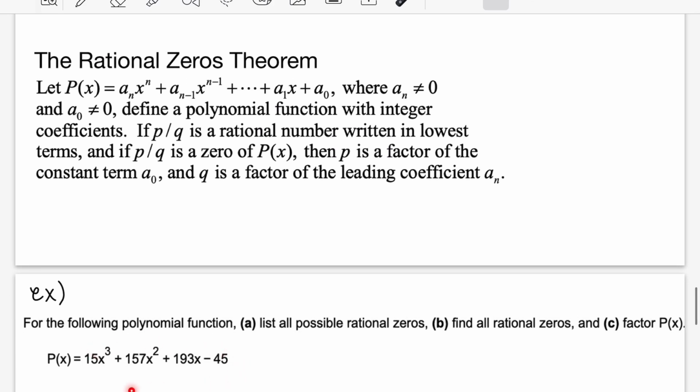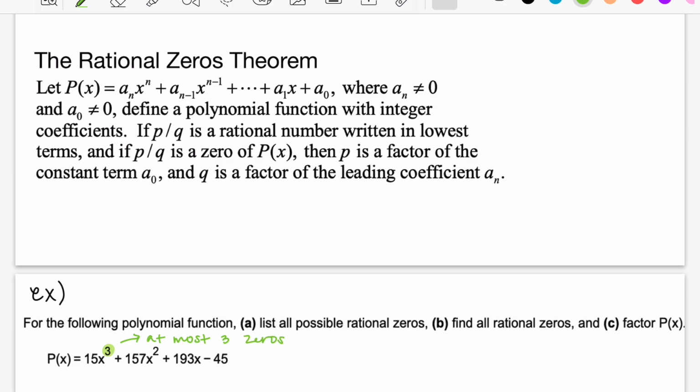So for this polynomial function here, what we want to do is list all possible rational zeros, find all rational zeros, and factor our polynomial function. So by this rational zeros theorem here, we know that p is going to be a factor of our constant term, which is 45 here, and q is going to be a factor of our leading coefficient, 15. Okay. We also know that because we have a cubic polynomial function here, this degree 3 tells us that we're going to have at most 3 zeros.